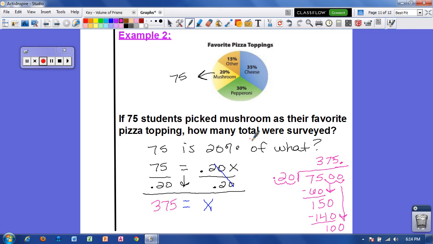So that means the total number of students who were surveyed is 375.